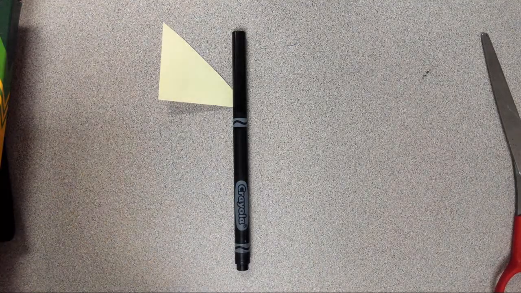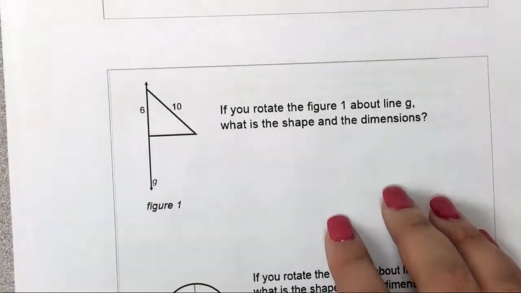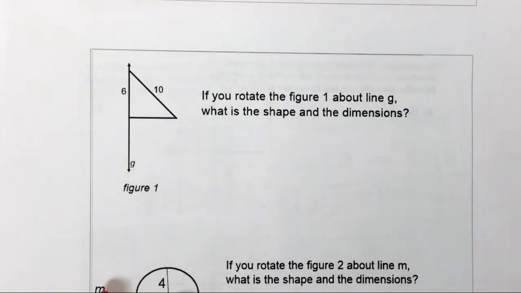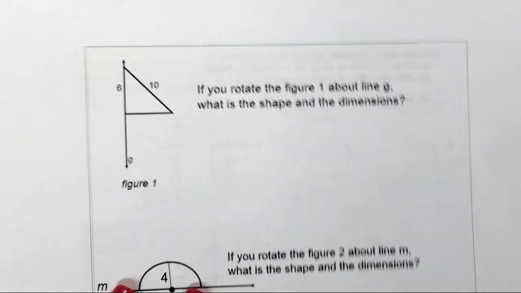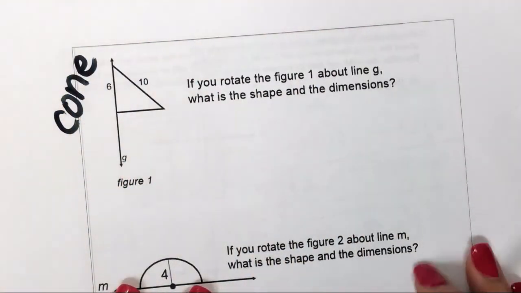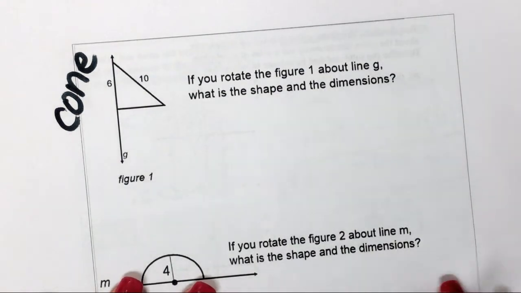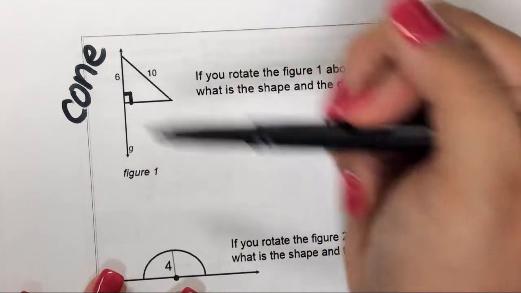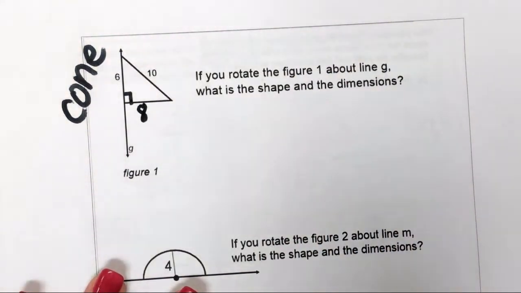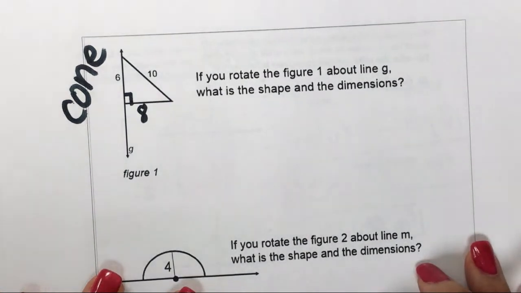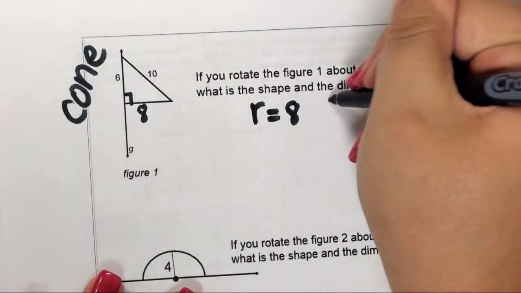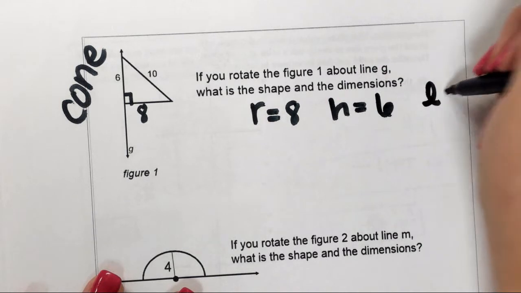Oh, real quick before I get to that, right here. For this picture, if I rotate figure 1 about line G, what would be my shape and what would be the dimensions? The shape would be a cone. What would the radius be? It would be a 3, 4, 5, which is 6, 8, 10. So how does that help me? What are my dimensions of this cone? My radius is 8. My height is 6. My slant height is 10.